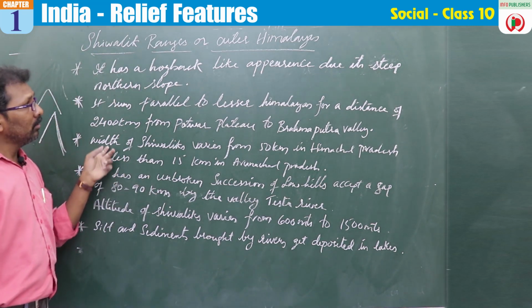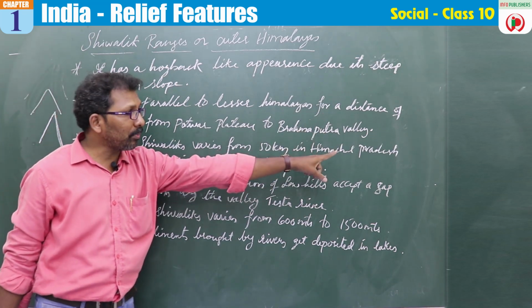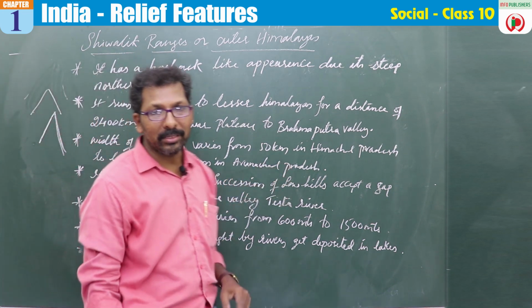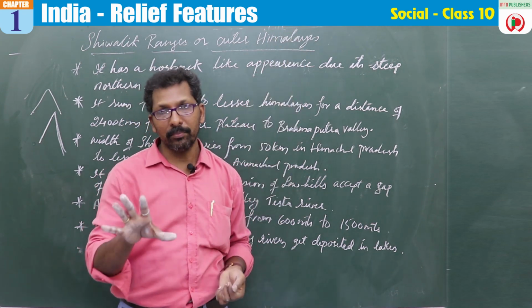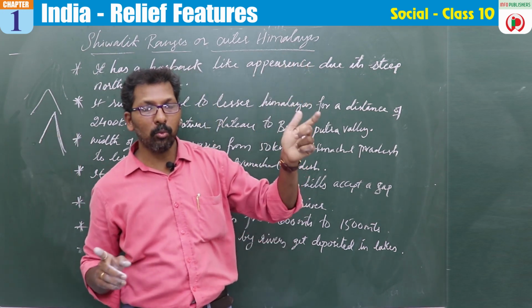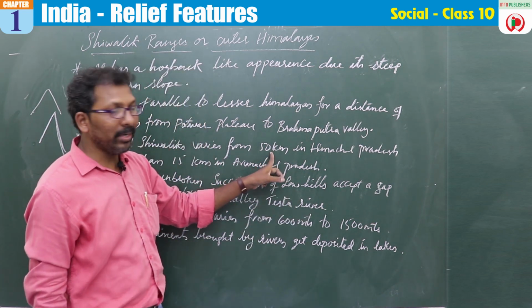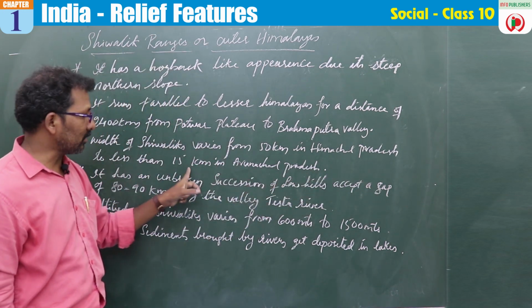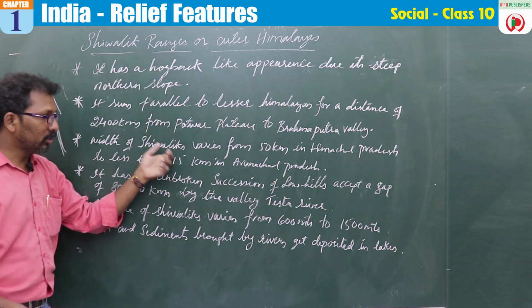The width of these Shivaliks varies from 50 kilometers in Himachal Pradesh to less than 15 kilometers in Arunachal Pradesh. The Greater Himalayas, the width is 500 kilometers and 200 kilometers: 500 kilometers in the west, 200 kilometers in the east. The Shivaliks, 50 kilometers in Himachal Pradesh, that is in the west, and less than 15 kilometers in Arunachal Pradesh.